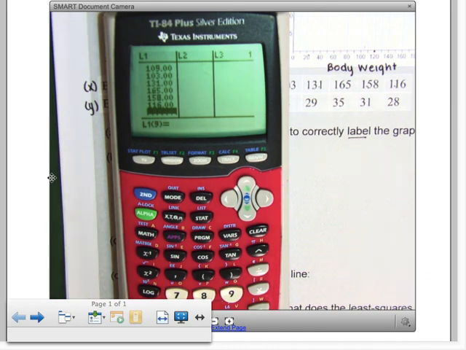Okay, once I enter the last X value, I'm going to arrow over to the right. So now I'm on list 2, and I'm going to enter all the Y values.